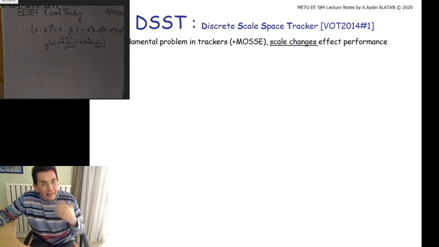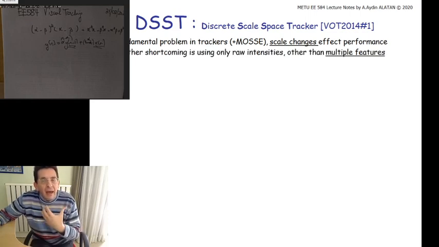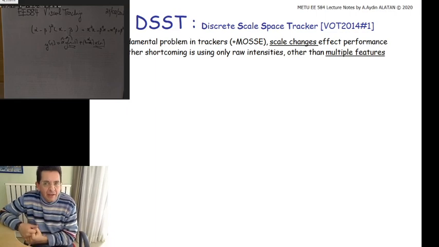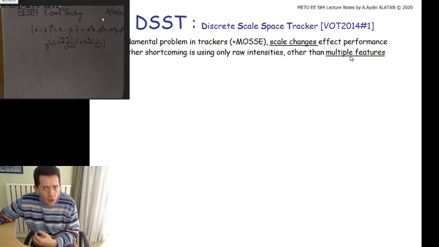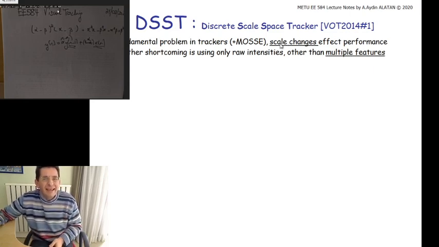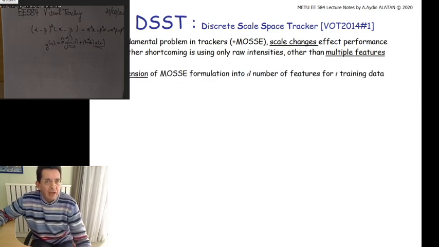Another thing is, in 2014, people were using multiple features instead of raw data. How to combine these multiple features together in a fast way? I'm going to first tell you how to combine these things, then I'm going to tell you how to solve the scale problem. Let's start. Let's extend the MOSSE.